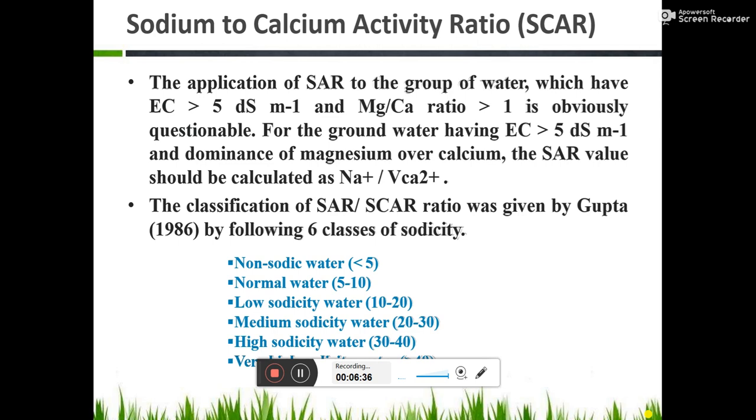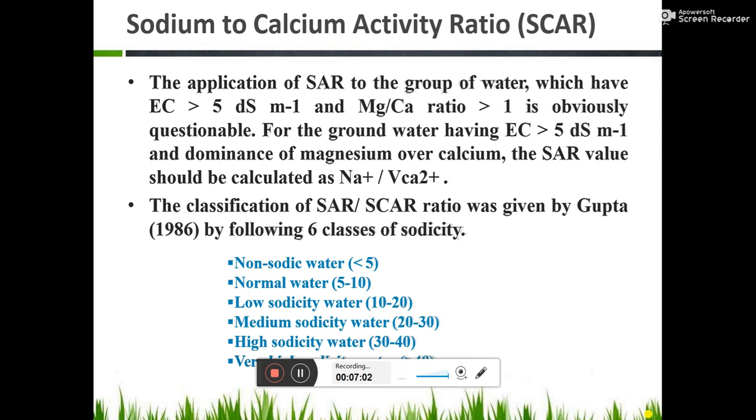Then sodium to calcium activity ratio. The application of sodium adsorption ratio to the group of water which have EC more than 5 decisiemens per meter and magnesium calcium ratio more than 1 is obviously questionable. For groundwater having EC more than 5 decisiemens per meter and dominance of magnesium over calcium, the SAR value should be calculated as sodium upon the square root of calcium plus magnesium upon 2.